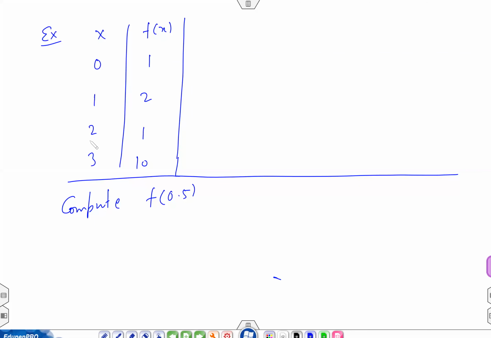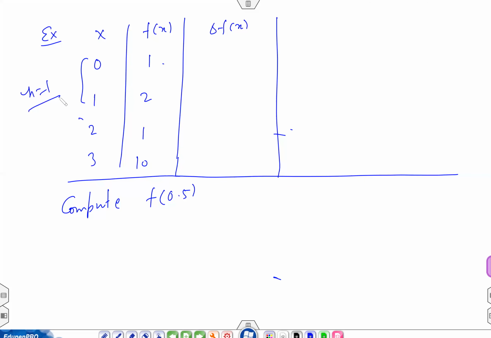If you are applying Newton divided difference, whenever you are computing the table, you have to divide. What is the difference between Newton divided difference and Newton forward? Newton forward is applicable only whenever you have equally spaced points. So you will check what kind of points are given: 0, 1, 2, 3. They are equally spaced. h is what here? h equal to 1.